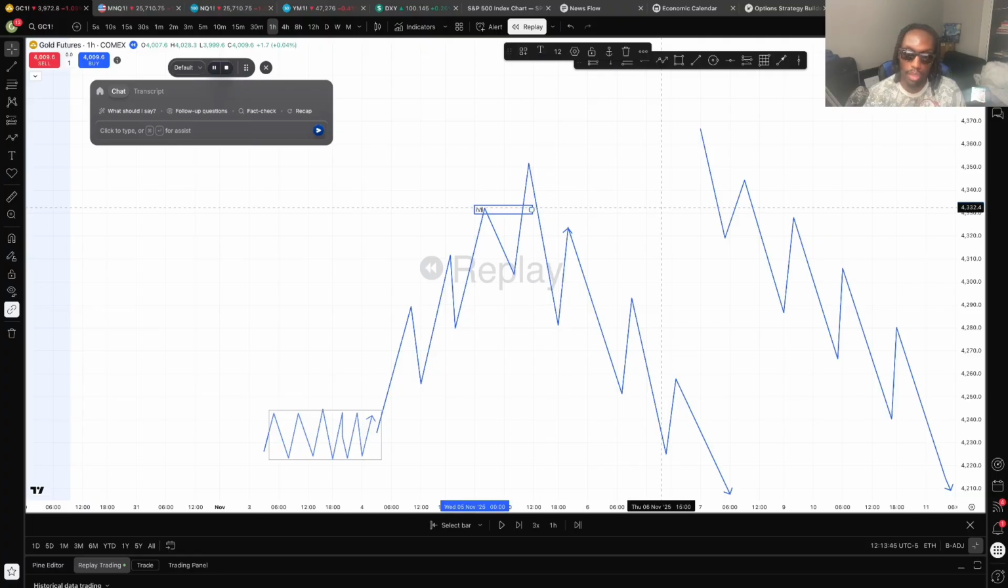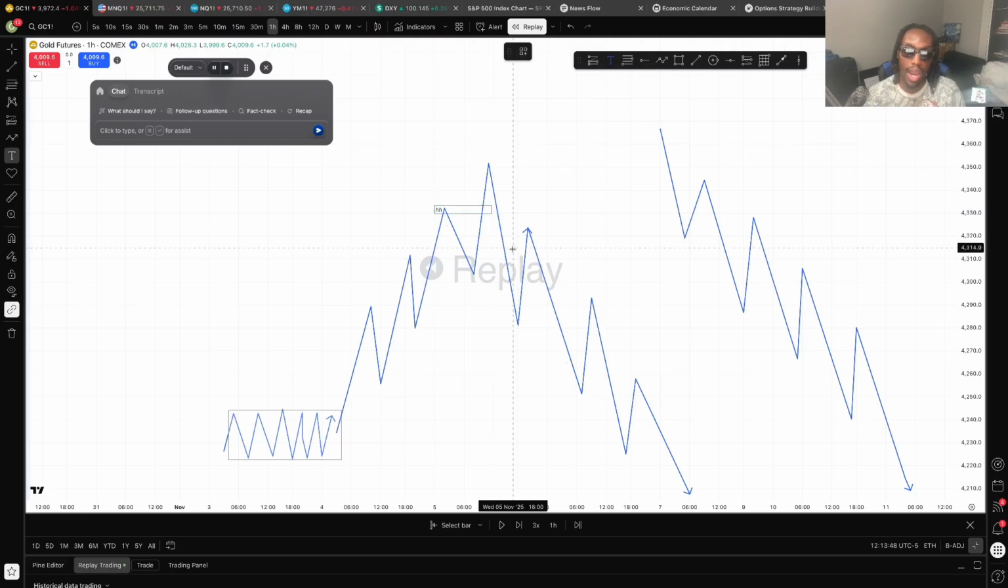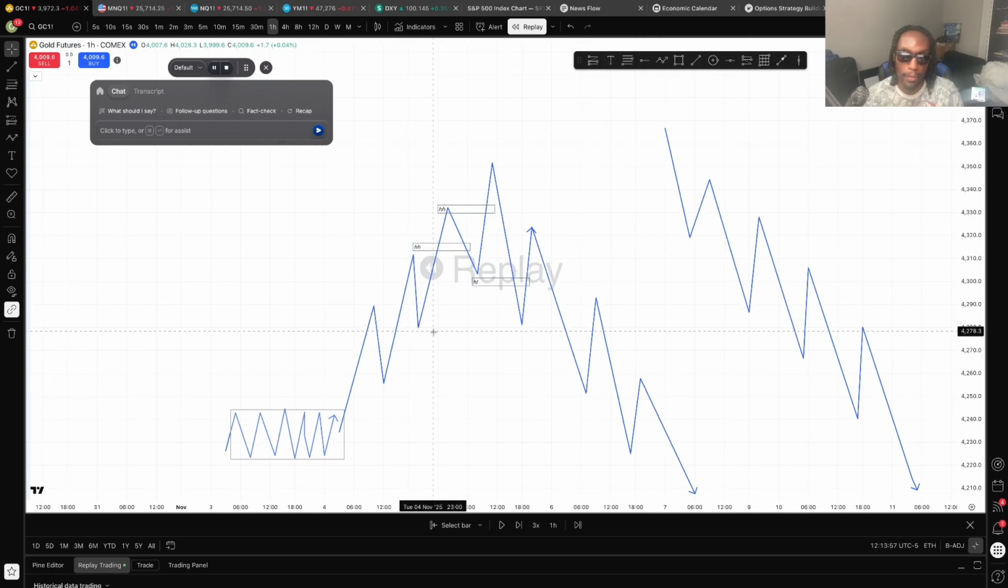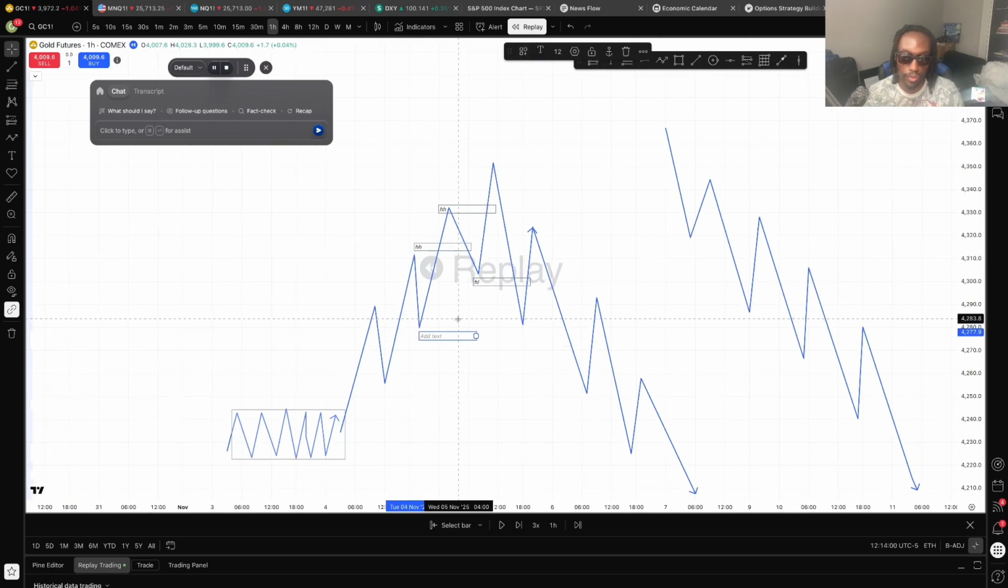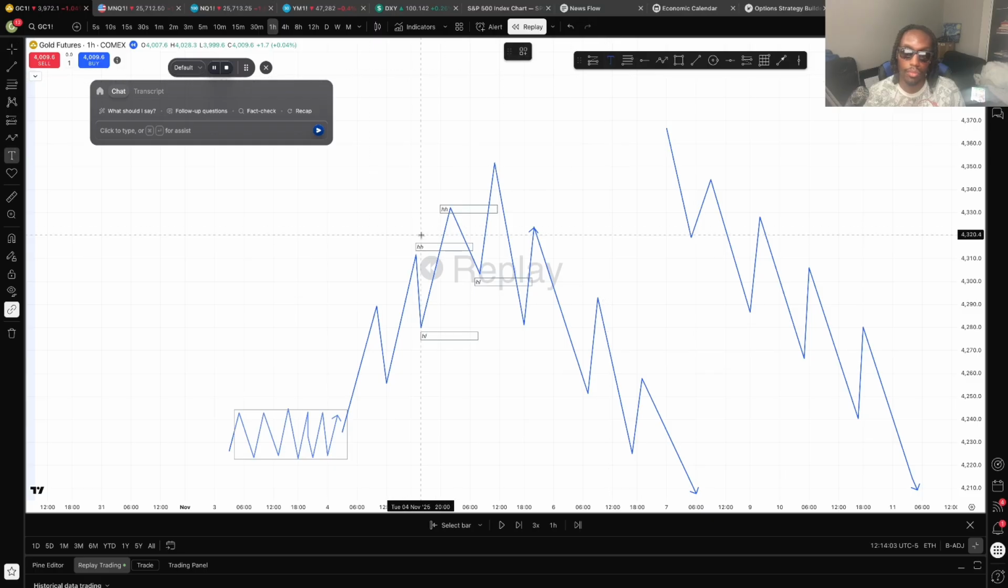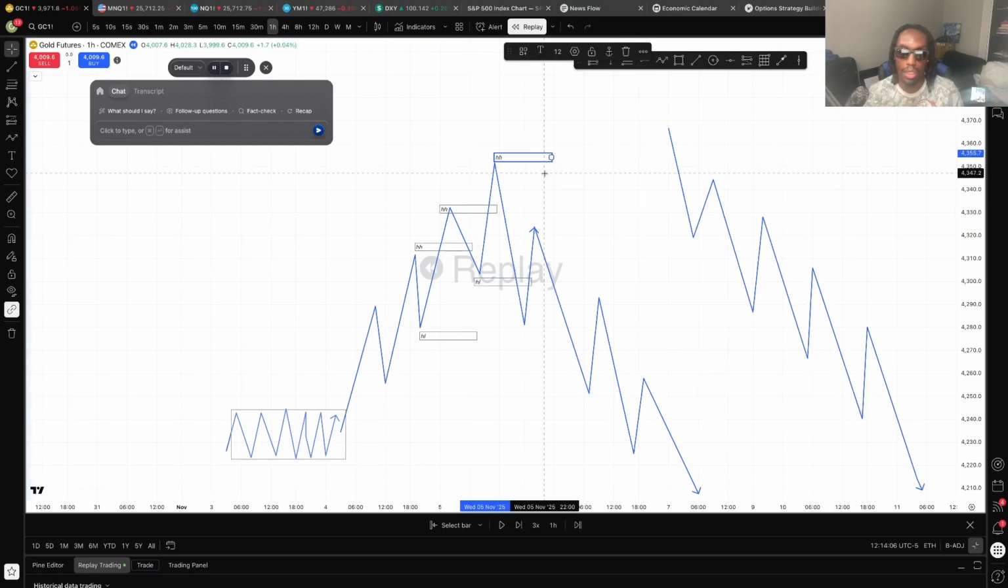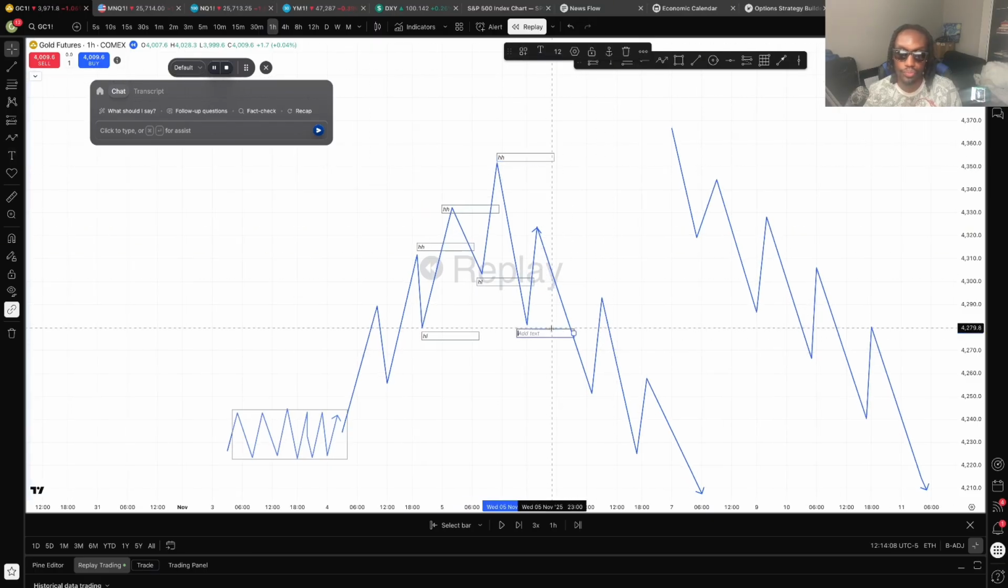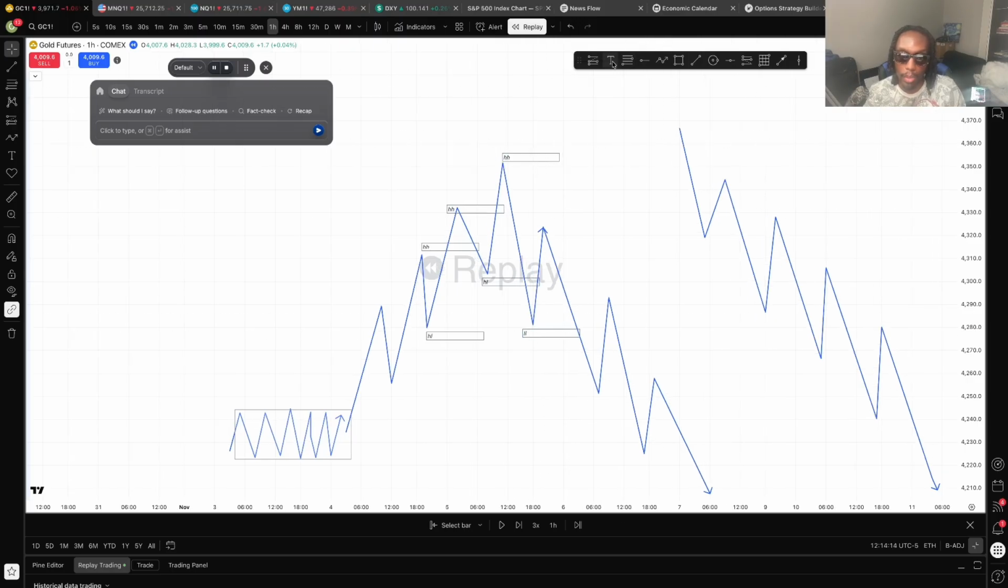So right here, think about it. We have a higher high, we have a higher low, we have a higher high, and we have a higher low right here. We have a higher high, and then boom, what happens? We have a lower low, and then what happens? We have a higher low now. I mean, we have a lower high now.